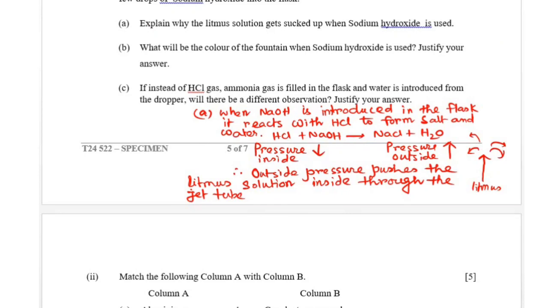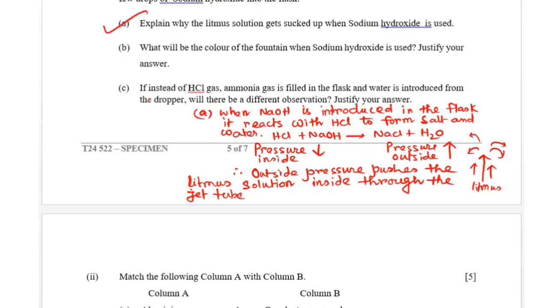Okay, when NaOH is introduced in the flask, it reacts with HCl. It's a neutralization reaction to form salt and water. Therefore, after the HCl is used up, it lowers the pressure inside the flask. So the outside pressure will be higher. Then the outside pressure pushes the litmus solution inside the jar through the jet tube. Okay, that is question number 1 solution.